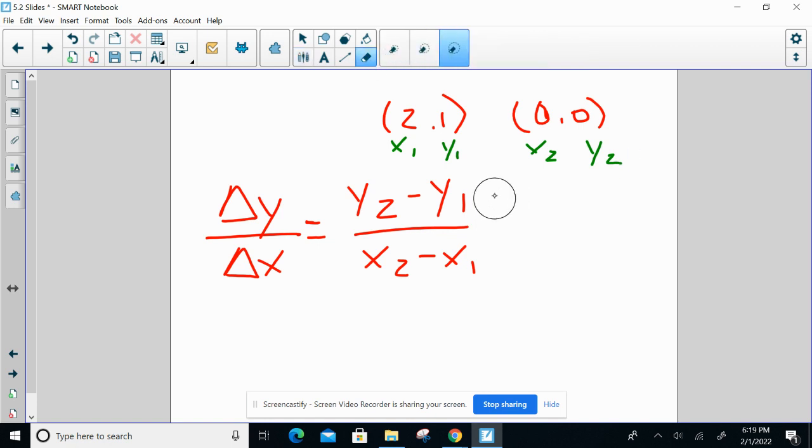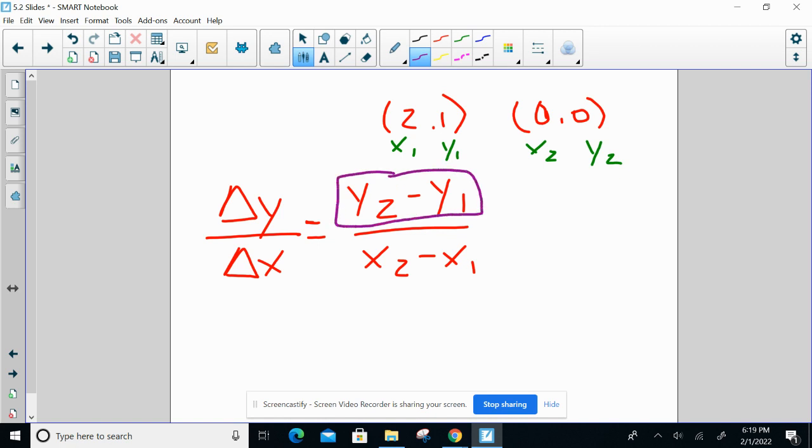But what it basically says is, in order to find the change in y, without a graph, all we have to do is subtract. Let me pick a different color here. Subtract our y's for each point. So subtract 0 and 1. Now, the order doesn't matter. I could do 1 minus 0, or I could do 0 minus 1. But whichever order you pick. So I'm going to pick 1 minus 0.